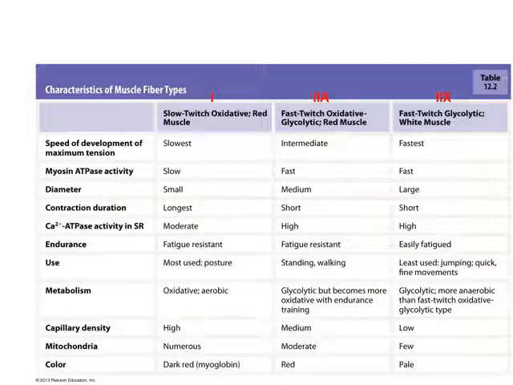The main things I want you to know about the differences between the muscle fibers are the speed and also the endurance, because which one's more fatigue resistant, right? When we look at a sprinter, they're using the fast twitch because they're generating great forces, but they're not able to do that for a long period because those fast twitch muscles are easily fatigued.